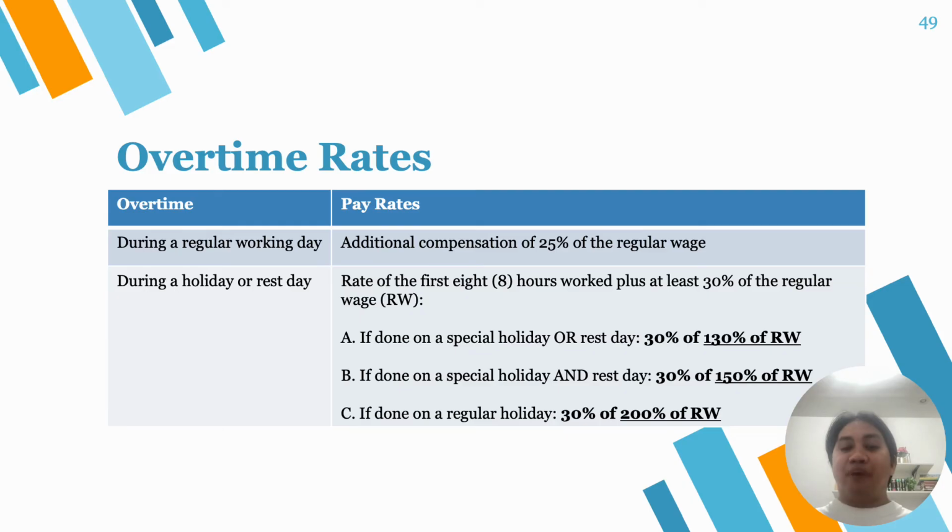Now, if it's done on a regular holiday, not both rest day, it's 30% of 200% because it's double paid for those hours. It's because it's a regular holiday. You're already deemed paid for that particular day or for the particular hour, and then you will be paid again for the actual work done, and then an additional 30% in order for us to actually account for the overtime pay.